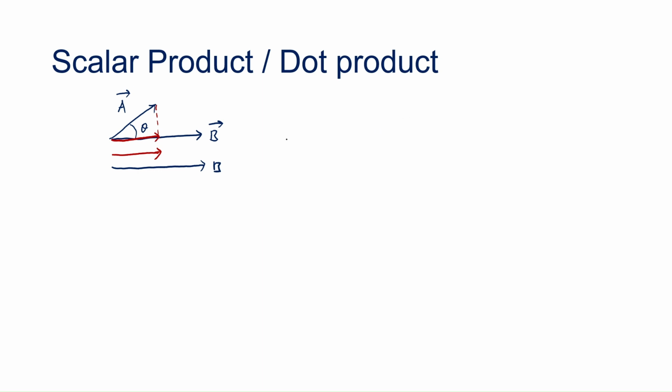Now, how do we mathematically find out this expression? First, let me redraw this triangle. So here, something like this. This is the angle theta. Let's call this hypotenuse to be A, and this is AY for the opposite, and this the adjacent to be AX.